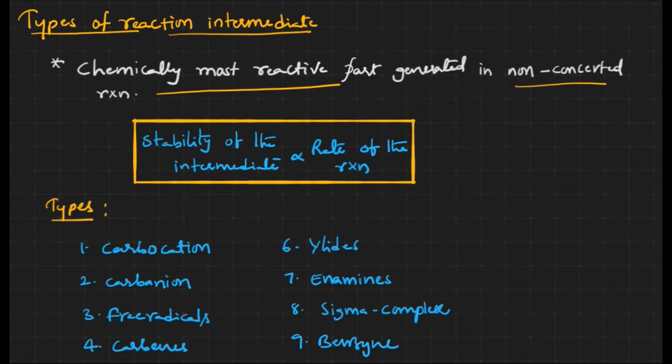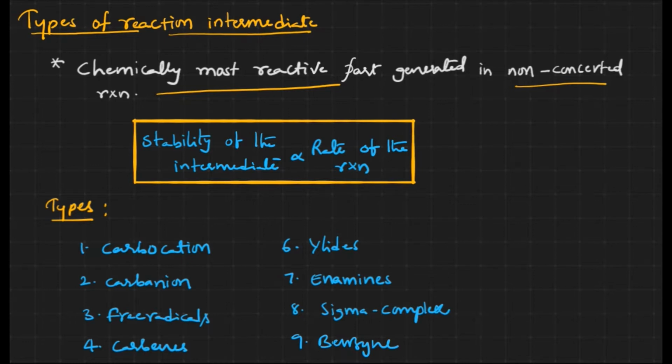We have already discussed that if a reaction is carried out in more than a single step, those reactions are known as non-concerted reactions. Single step reactions are known as concerted reactions. More than one step reactions are known as non-concerted reactions. In those reactions, the chemically most reactive unit or part is called an intermediate.